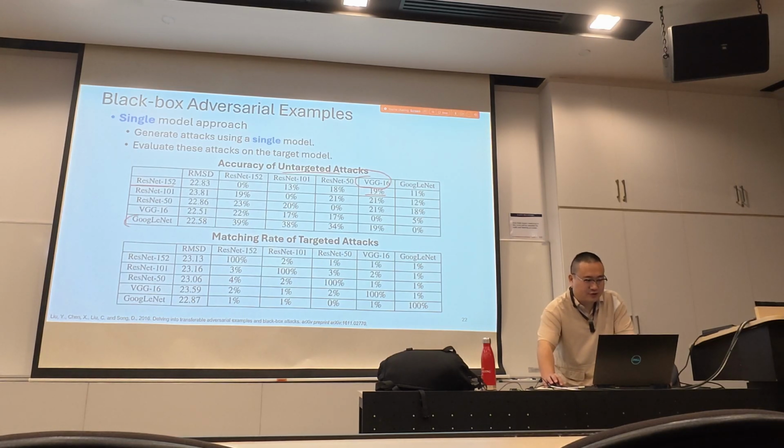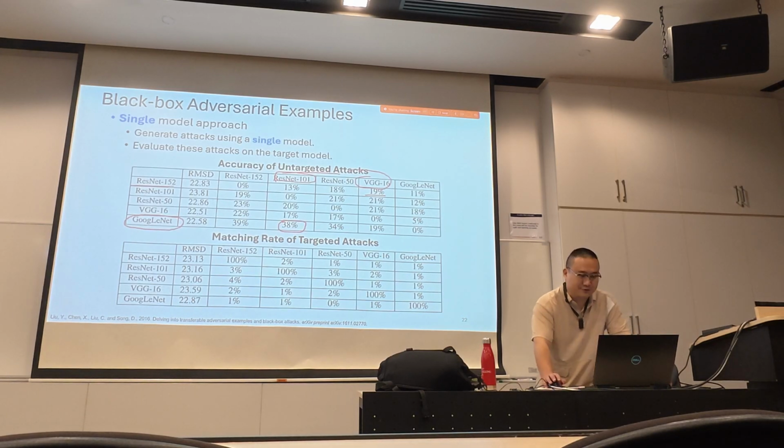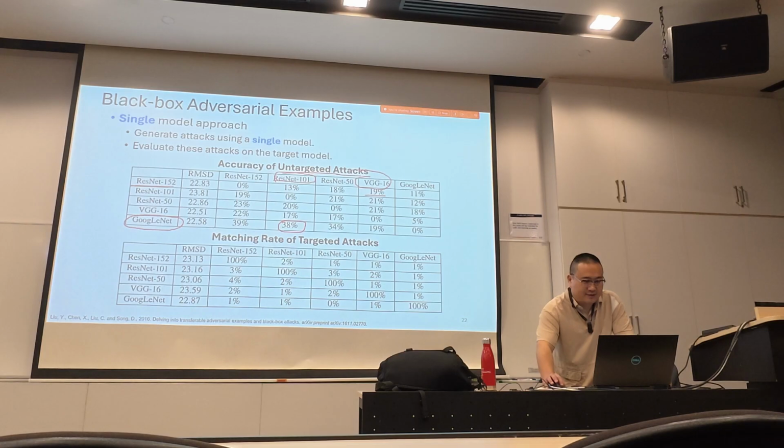For example, if we are training GoogleNet locally and then we pass it to ResNet 101, we can achieve better results, almost 40% of the time we can fool the target model. Okay, so for the anti-targeted attacks, it seems okay. But then let's look at the results for targeted attacks.